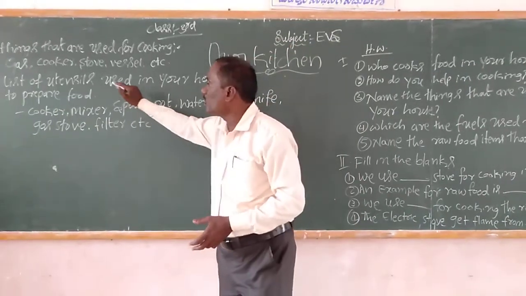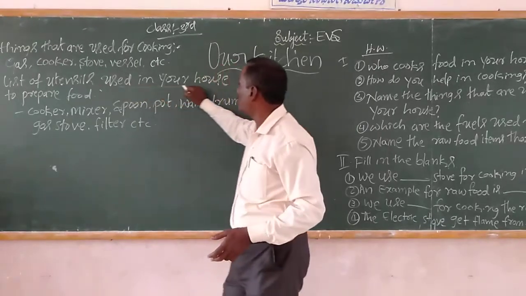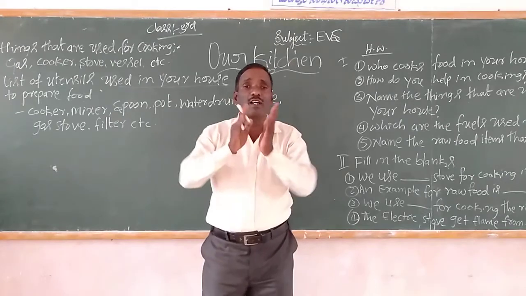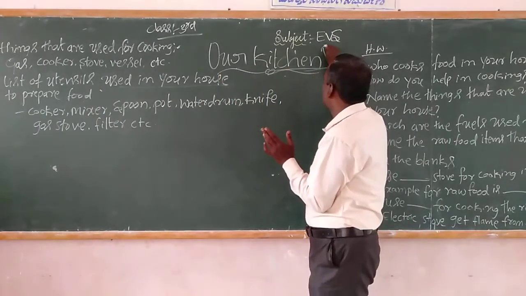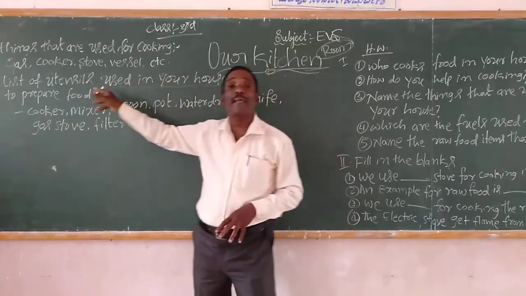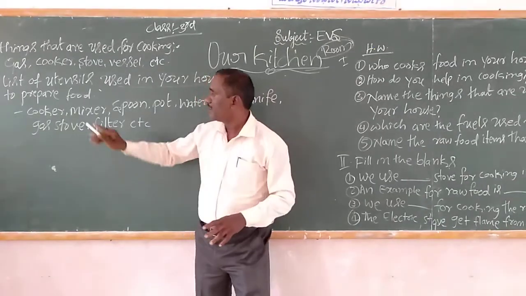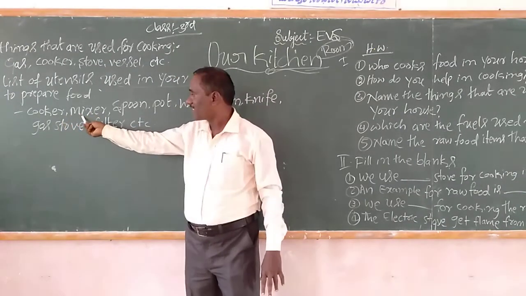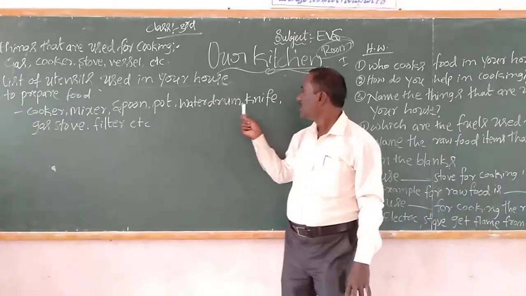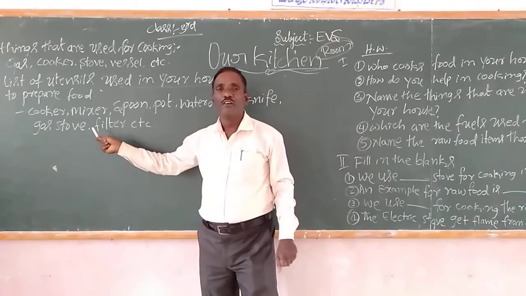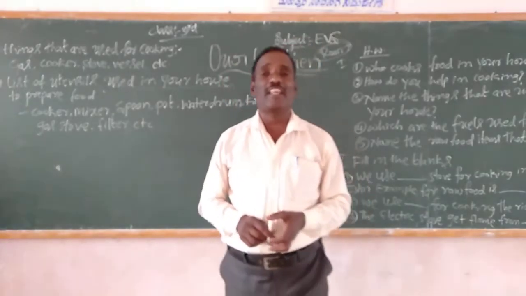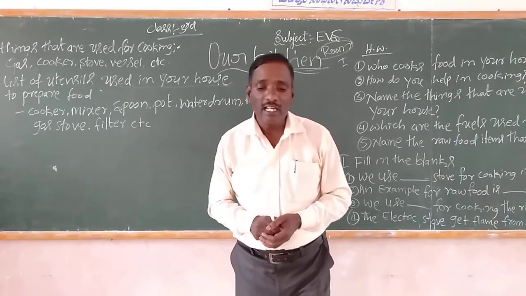Make the list of the utensils, the things used in your house to prepare food. What are the things your mother uses in your kitchen room? What are the things used in your house to prepare food? First one, cooker, mixer, spoon, pot, water drum, knife, gas stove, filter, plates, glasses, etc. So many things we use to prepare food in our kitchen room.